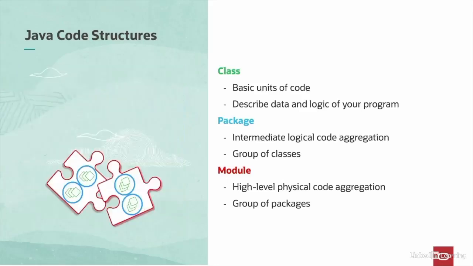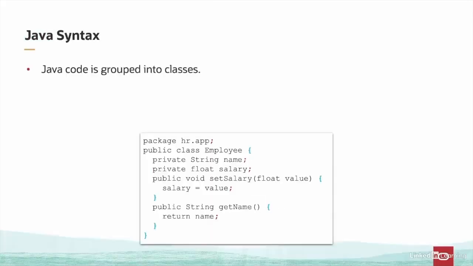With Java 9, we introduced the module. This is a high-level physical code aggregation and allows you to override the lower-level code aggregation of the package and choose explicitly what parts of your code you want to expose for reuse and people to access and what parts you don't. In Java syntax, Java code is grouped into classes.